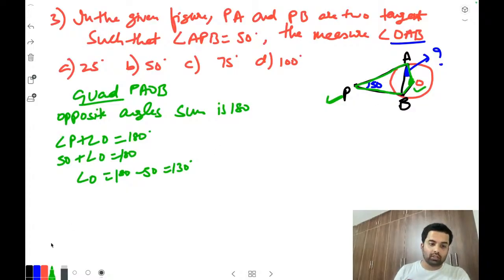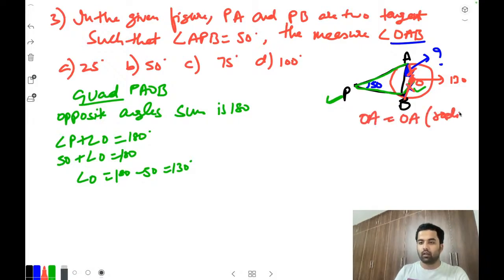Now you know one thing: OA and OB are the radius, which means both will be equal. Let me mark this. OA and OB are the radius here, and angle O is 130. Let me mention here, because both are the radius, OA and OB are equal. If two sides of a triangle are equal, the angles opposite them will be equal. Let me mark this angle with a different color. See, this yellow angle and this yellow angle will be equal. Let me draw the separate diagram for that one.